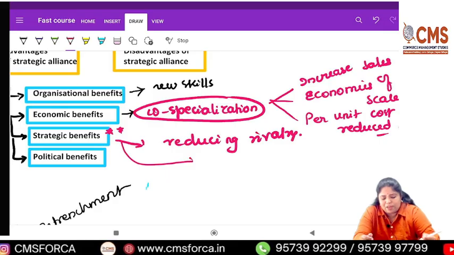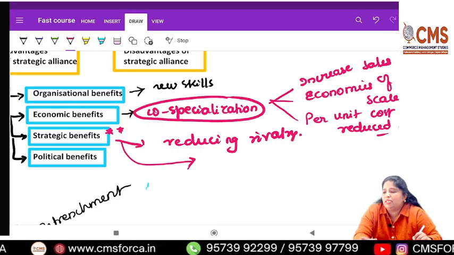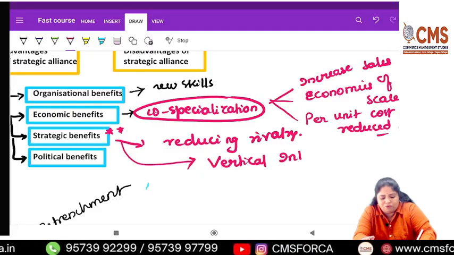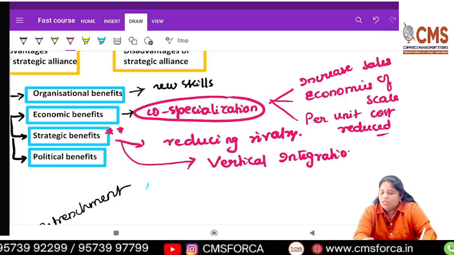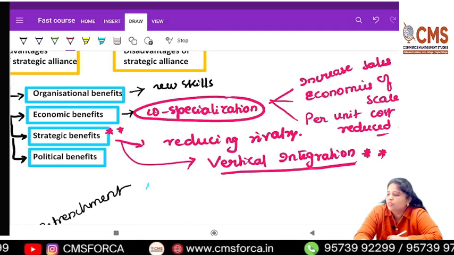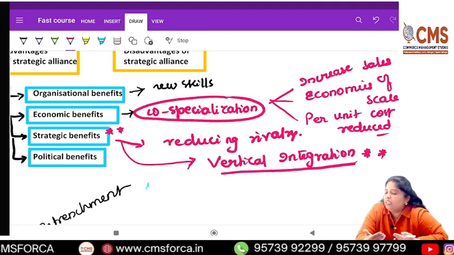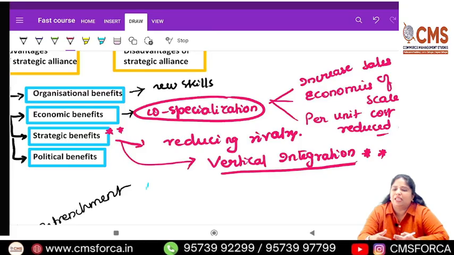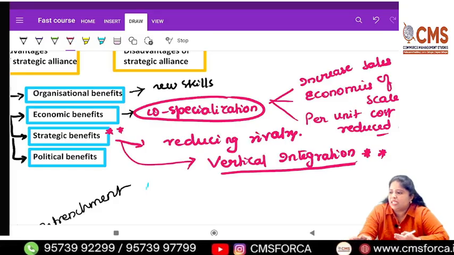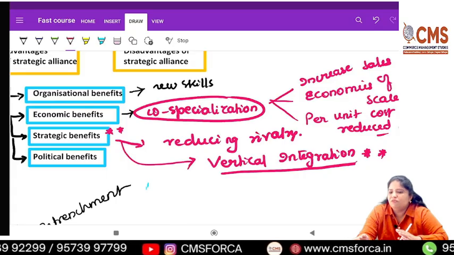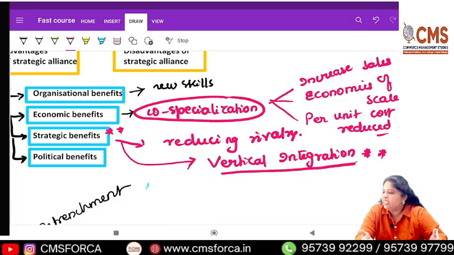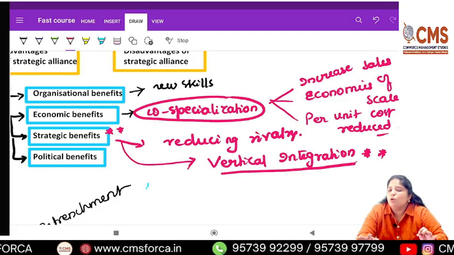And the next strategic benefit we see through strategic alliances is that there might be a possibility, going forward, of vertical integration. This is a very key point. You are not ignoring writing this. We just completed vertical integration; it can be forward or backward. So one strategic benefit organizations can see is that today it is an alliance, which is temporary, but going forward you may convert it into a vertical integration, which has more permanency.